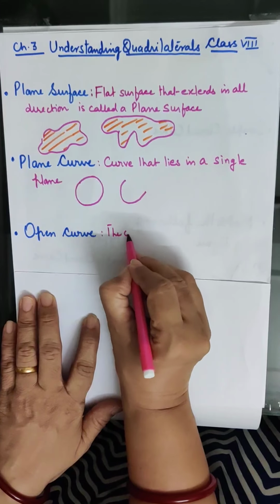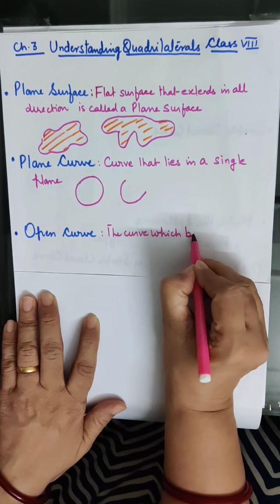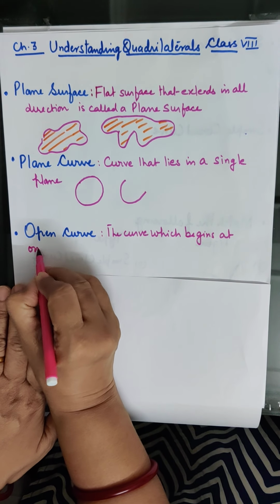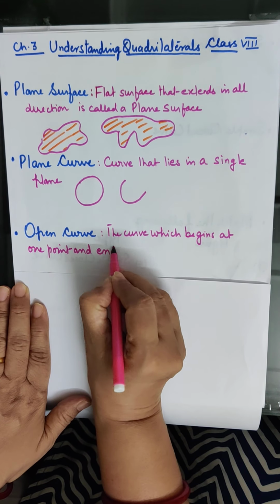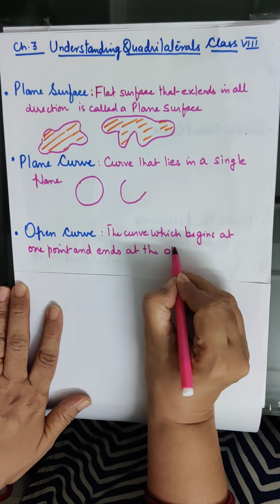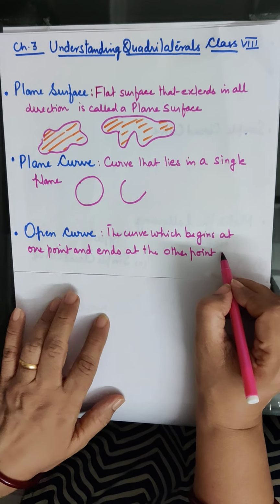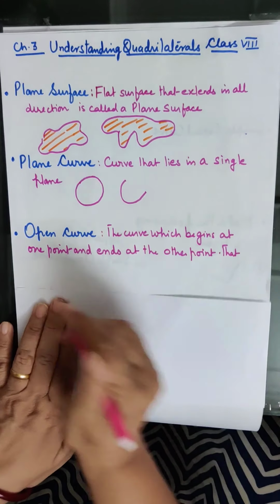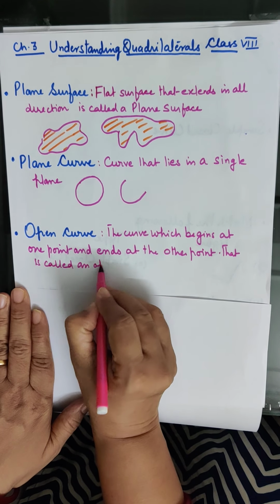The curve which begins at one point and ends at the other point is called an open curve.